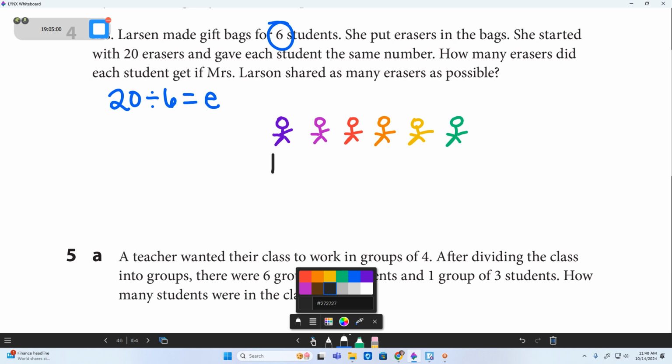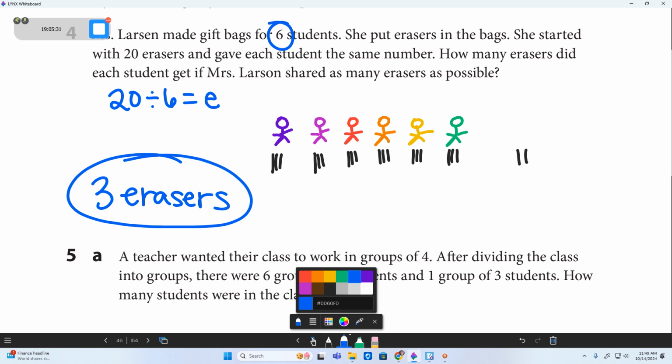Ready? 1 for you, 1 for you, that's 2, 3, 4, 5, 6, 7, 8, 9, 10, 11, 12, 13, 14, 15, 16, 17, 18. And then there'd be 2 erasers left over. Those are tally marks. All right, how many erasers did each student get? All right, so each kid, to be fair, is only going to get 3 erasers. Do you guys see the 3 tally marks, right? And of course, there are 2 erasers left over. So maybe Ms. Larson will stick those in her desk drawer.